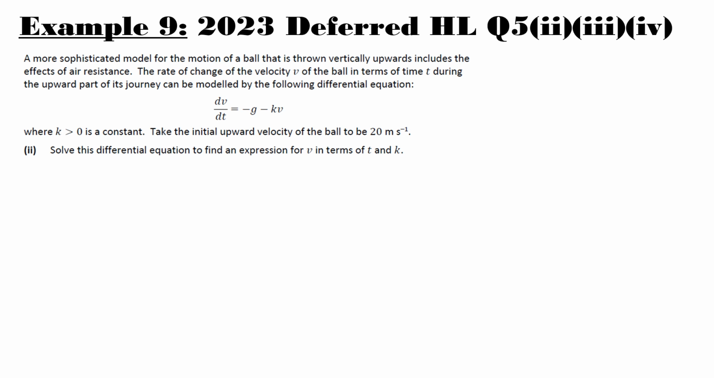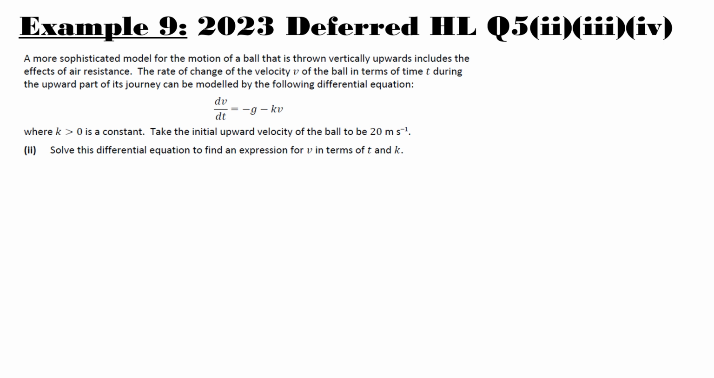dv over dt is equal to minus g minus kv. So remember, dv dt, we're talking about acceleration. Where k is greater than 0 is a constant. Take the initial upwards velocity of the ball to be 20 meters per second. Solve this differential equation and find an expression for v in terms of t and k.